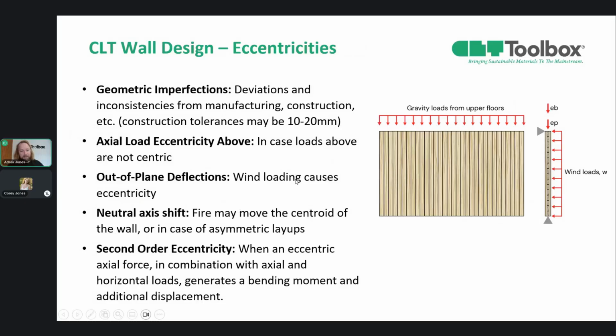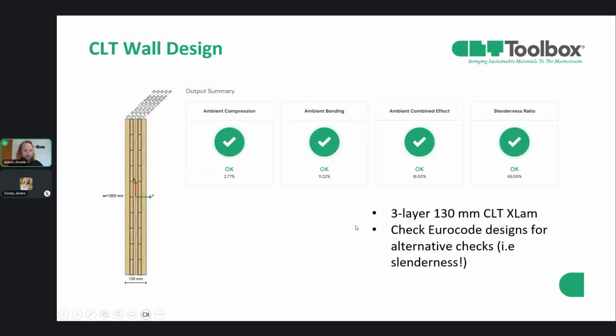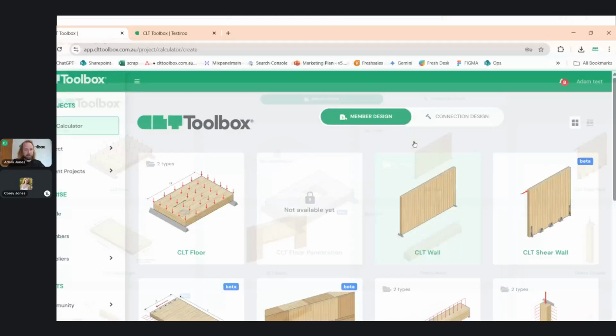You might have an outer plane deflection from a wind load causing a shift or a deflection and a P delta effect. You'll have a neutral axis shift. So imagine if you've got a fire on one side moving where the neutral axis is, but the load above is at, say, the centroid, and because of that, you'll have a bending moment induced, and then a second order eccentricity as well. So with that all said, we're going to fire up CLT toolbox.